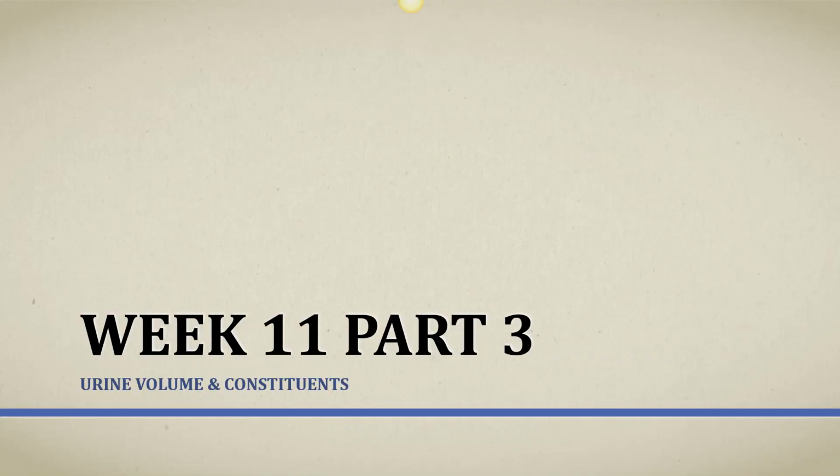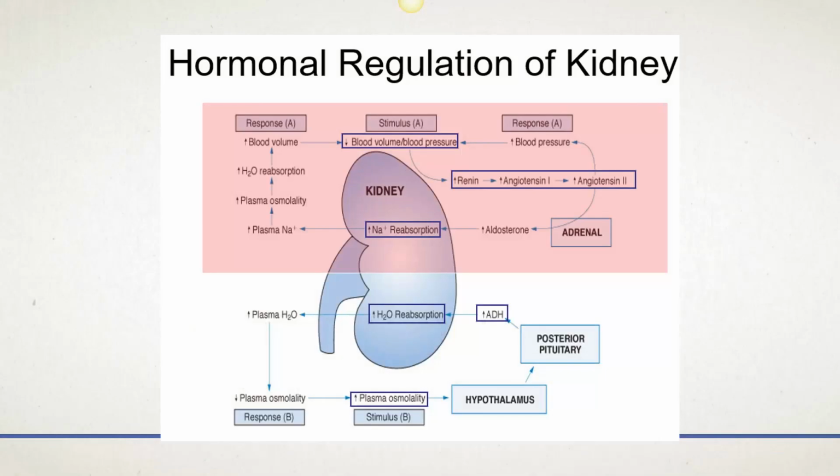This next section is going to talk about urine volume and urine constituents. There are some hormones that regulate our urine volume. Why would we have to have more or less urine volume? Well, another function, in addition to excreting wastes from the bloodstream out of the body through urine, is the regulation of acid-base balance, regulation of electrolytes, and regulation of fluid balance. Blood pressure can also be affected by the regulation of urine volume.